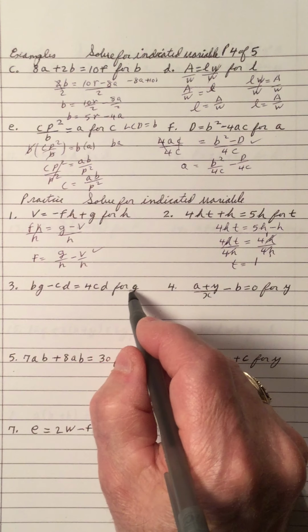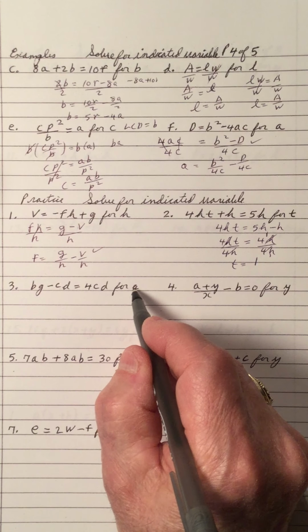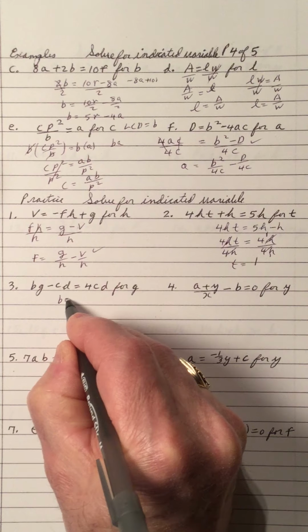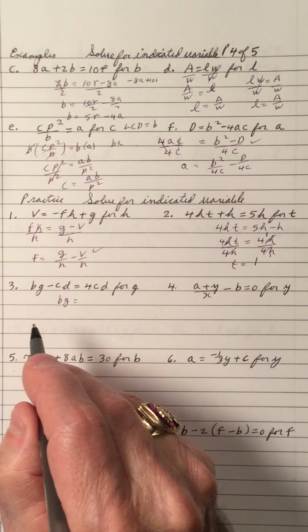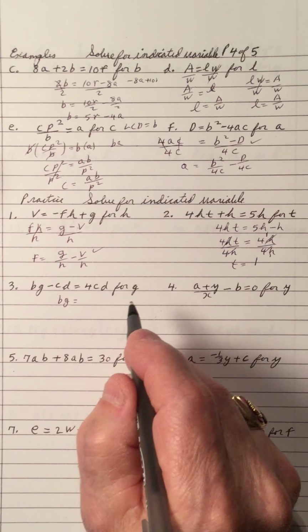Number 3, we're solving for G. That means G is on the left side. Notice I keep saying the variable that I'm solving for goes on the left side. All the others go on the right side.